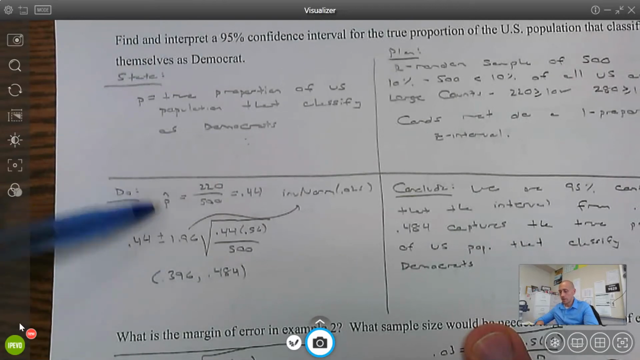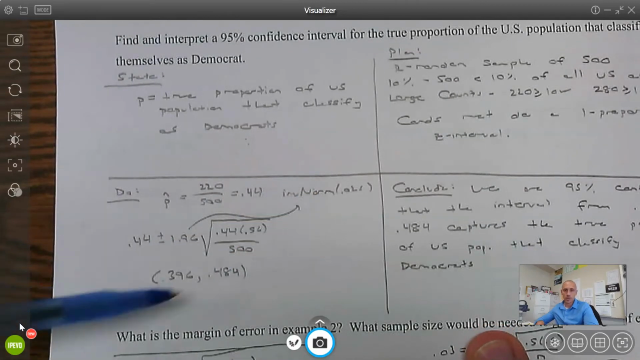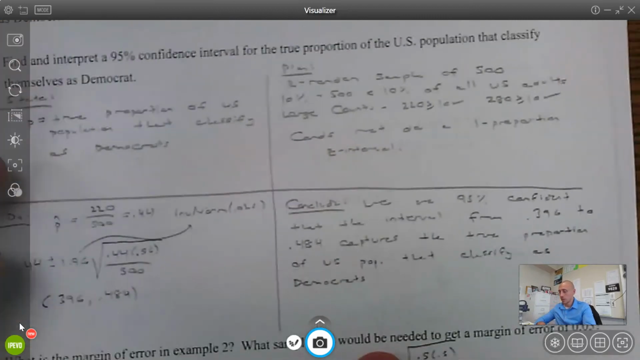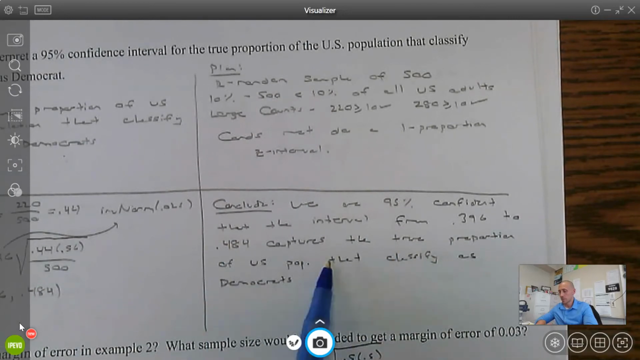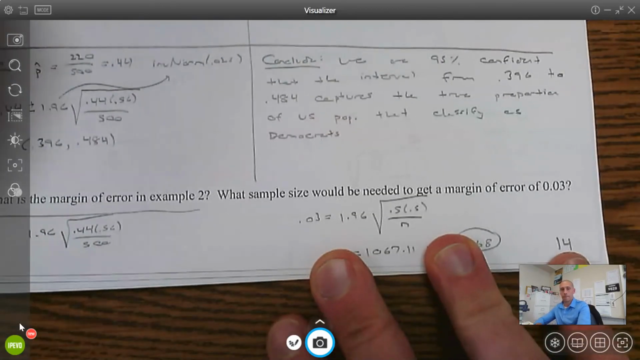For the do step, I found my sample proportion to be 44%, plus or minus my critical value, so I'm doing inverse norm, times the standard error. And that formula is right from the formula sheet. So we're 95% confident that the interval from blank to blank captures the true proportion of the population that classify as Democrats.